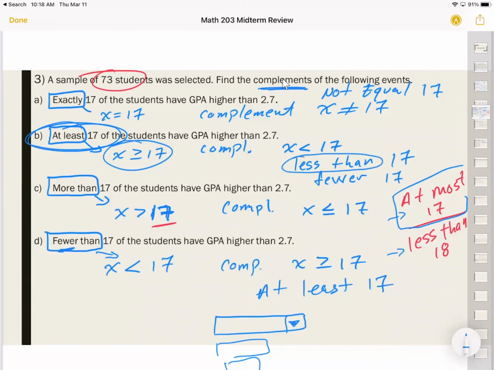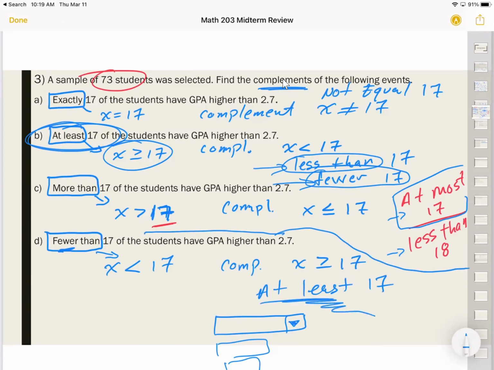So it's either less than 17 as one option, or fewer than 17 as another option. The answer to C is either at most 17 or less than 18. It's either one or the other for C. For D, the answer is at least 17. This is the D answer.